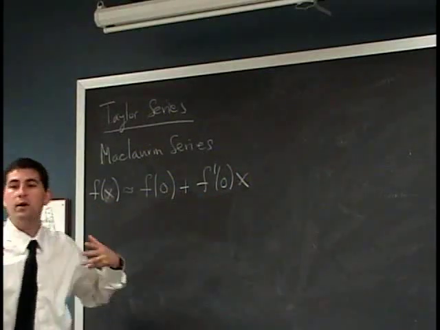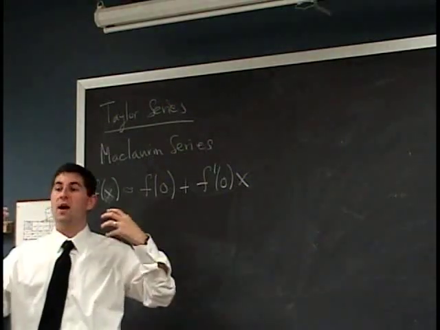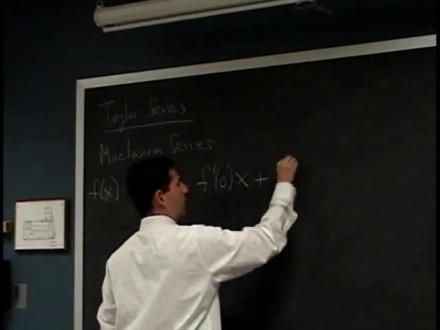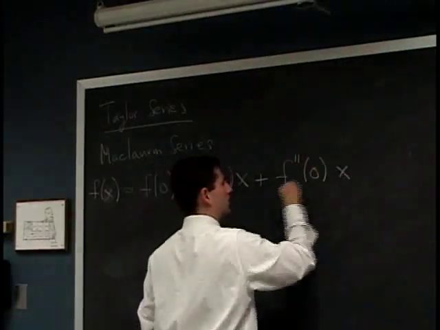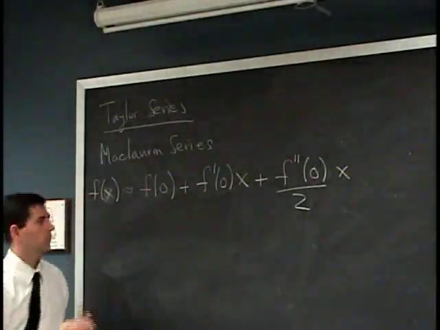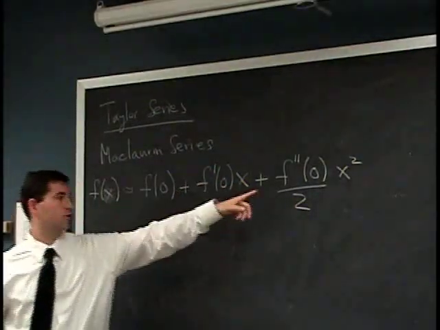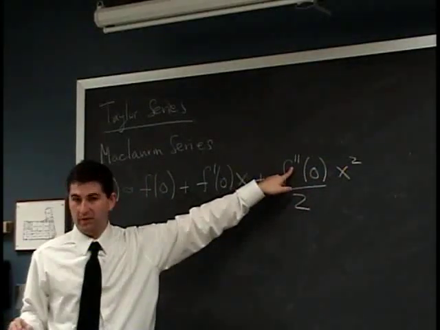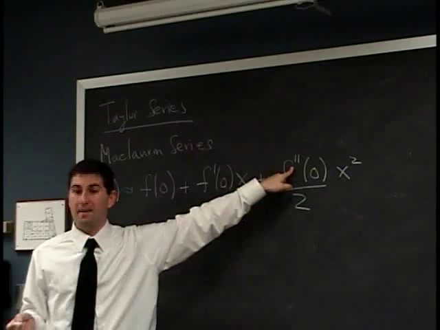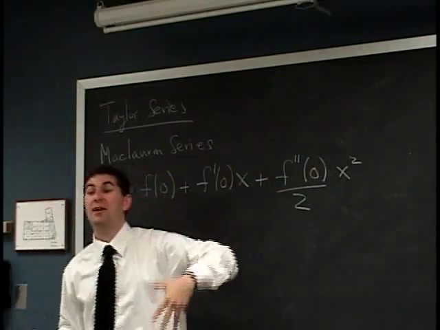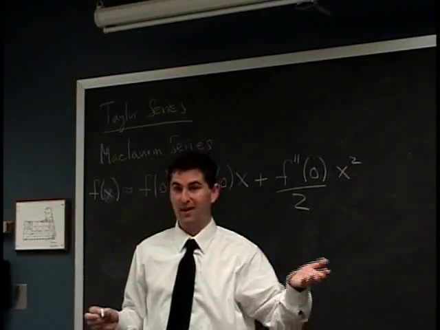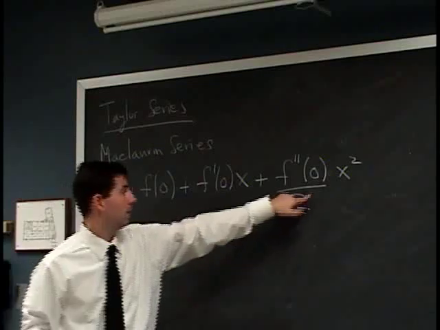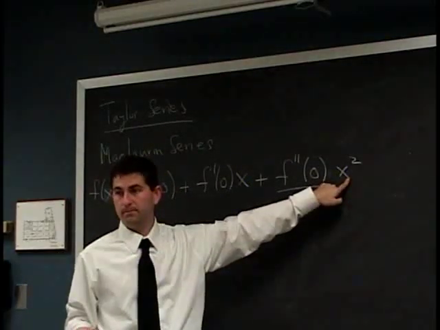Okay, fine, no problem. If we wanted to approximate it, however, by a second degree polynomial, all we have to do is add on a squared term with a coefficient where I'm going to write f prime prime of 0 over 2. And what do I mean by f prime prime? I mean take the derivative and then take the derivative again. It's called the second derivative. Divide it by 2 and then multiply it by x squared.